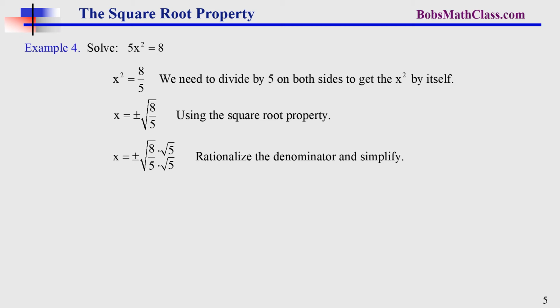So what do we get? If we multiply the top by square root 5, that gives us square root of 40. And on the bottom, we get the square root of 25. And then square root of 40 is 2 square root 10. Square root of 25 is 5. Don't forget the plus and minus. So there's our answer: plus and minus 2 square root 10 all over 5.